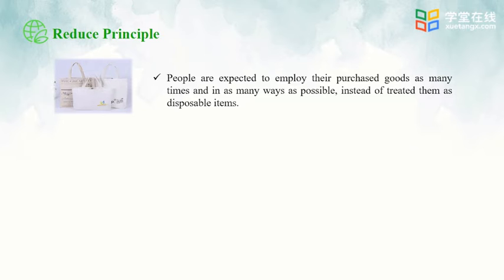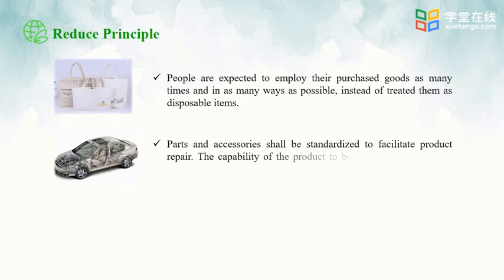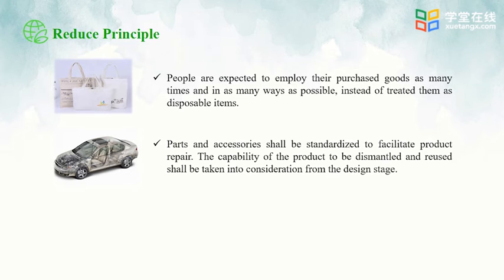instead of plastic bags. In the second figure, we can see a structure diagram of an automobile. There are thousands of parts in an automobile. If all of them are standardized for automobile production, we can replace damaged parts easily. The capability of the product to be dismantled and reused shall be taken into consideration from the design stage. This will help us in reusing these parts. Now, China has already proposed several pilot enterprises for automobile parts remanufacturing. Jiangling Motors in Nanchang, Jiangxi, is involved in the remanufacturing of car engines.